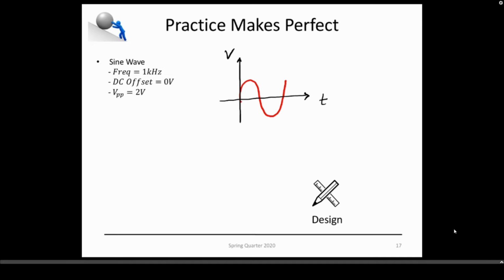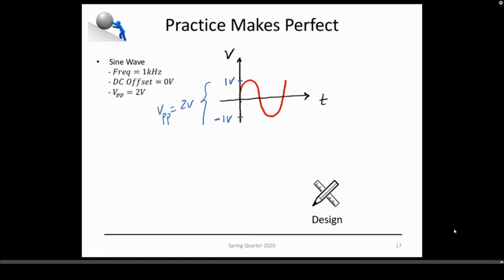And now I have volt peak to peak. That means that from my max to my minimum, I need to have 2 volts of difference. So I have 1 volt over here, minus 1 volt over here, and this gives you the 2 volts peak to peak.